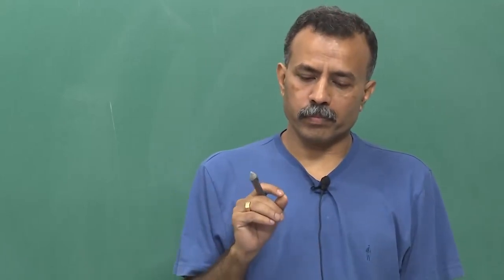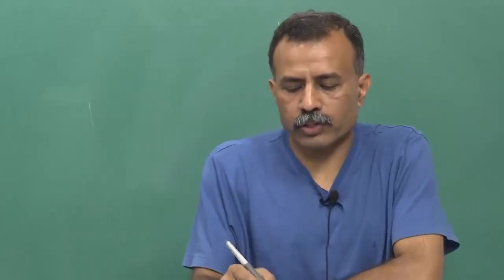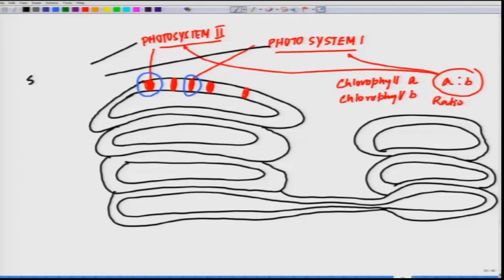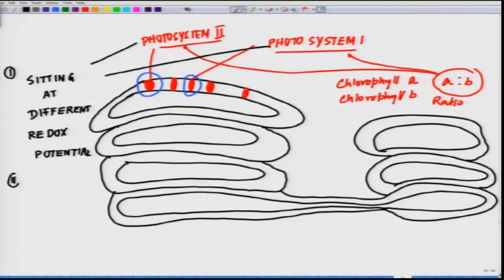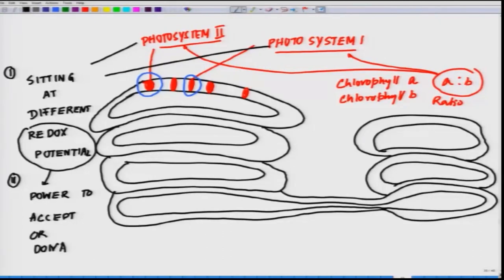So, the two concepts I just highlighted: this photosystem 1 and photosystem 2 are sitting at different redox potential. Second, this redox potential essentially means the power to accept or donate electrons.